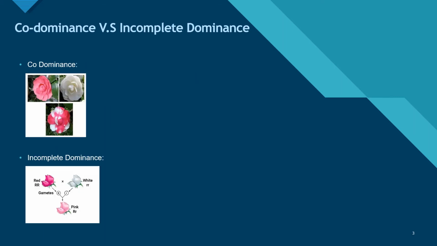Now let's talk about the difference between codominance and incomplete dominance. So codominance is sort of what I like to call a combination. So I remember it like combination, like that. So there's a pink flower and a white flower mixed together, and it gives you a pink and white flower. So it kind of mushes together to give you a combination of the two.